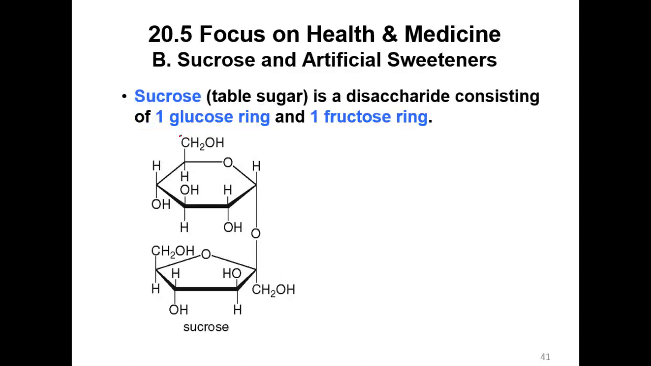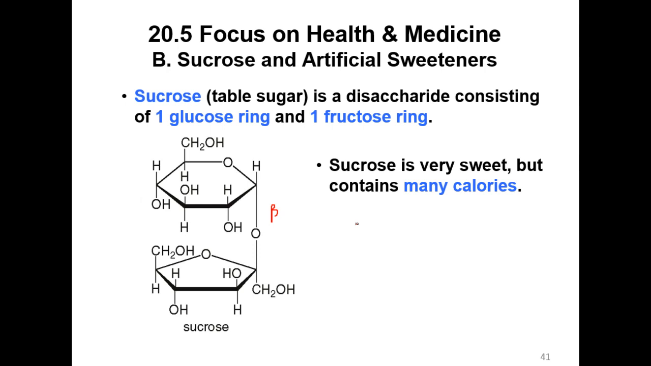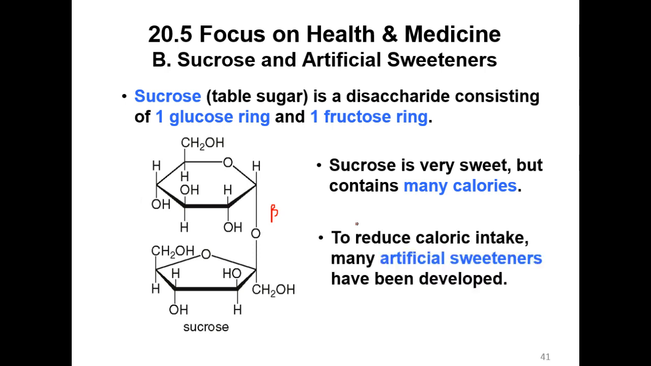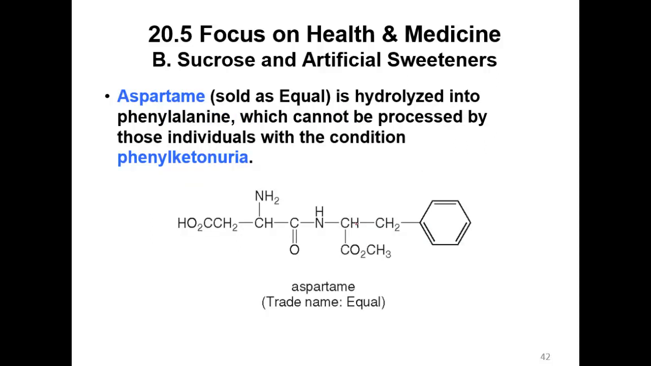Artificial sweeteners. I definitely want to talk about this because this is a huge thing in our food industry. So here's the structure of sucrose. Notice it is a beta linkage. Sucrose breaks down very easily. Basically, the water or the saliva in our mouth is enough to break this glycosidic bond. So sucrose is very sweet but has many calories. To reduce the caloric intake but still keep the sweetness, we've developed artificial sweeteners, which honestly is probably worse for us than just eating sugar.